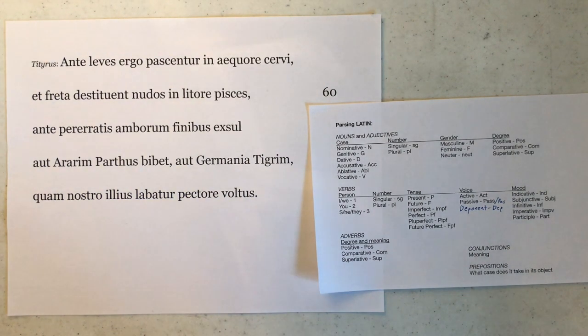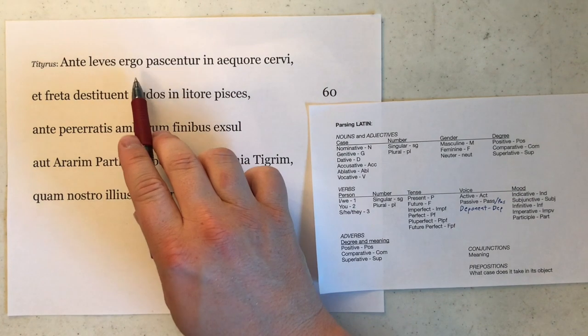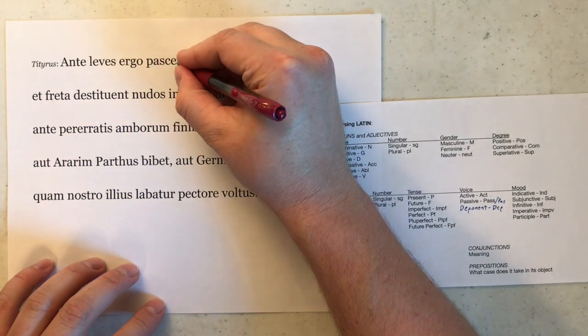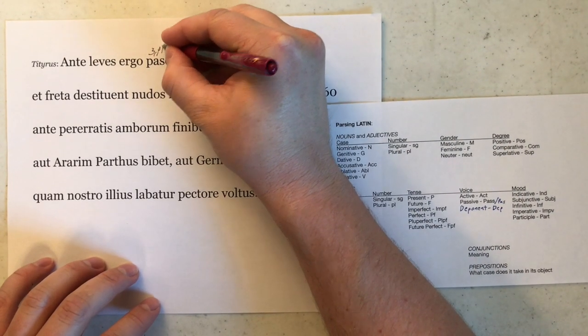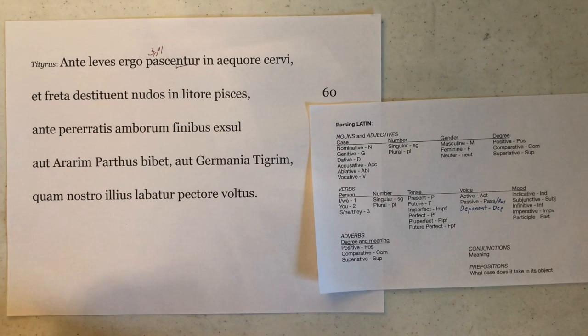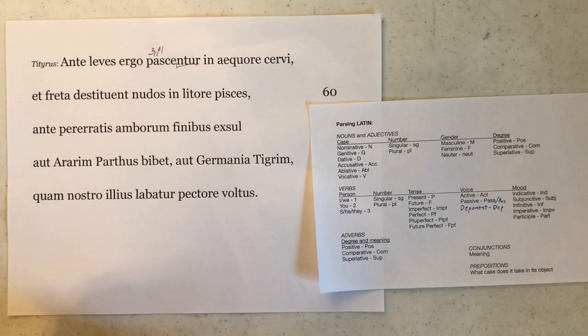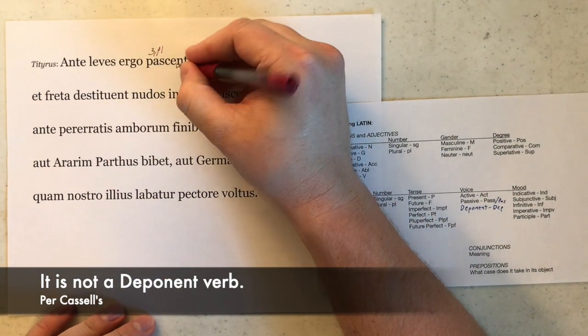And there I go. So our very first word is ante, and we have two options for that, preposition or adverb, but it's not a verb, so we're going to move on. Leves, no. Ergo, no. And here we have pascentur, with -ntur as our ending. That's going to be third person plural from pascor. I know we've seen this twice before already. I have forgotten whether or not it's deponent. I believe that it is, in fact, deponent. Probably depends on the time period. But anyway, it's third person plural with that E right there.